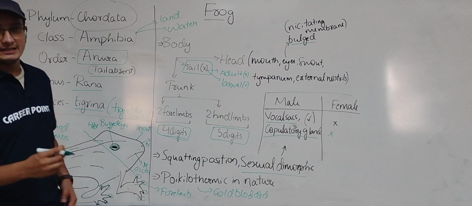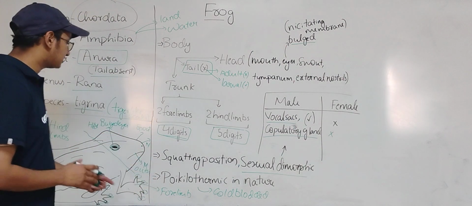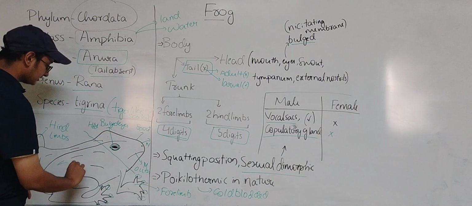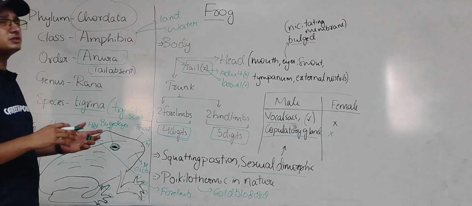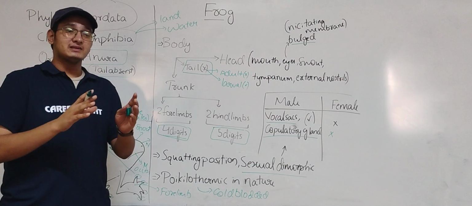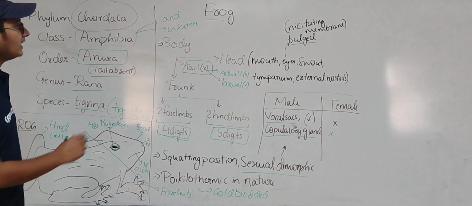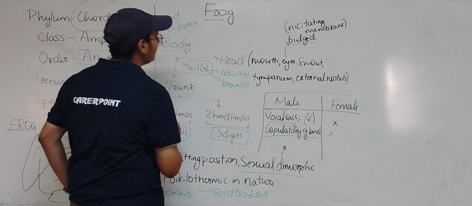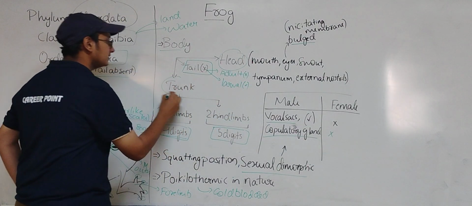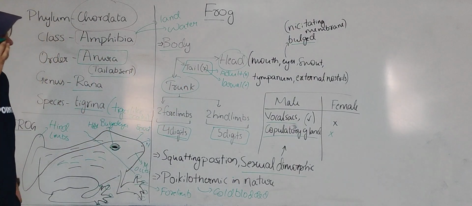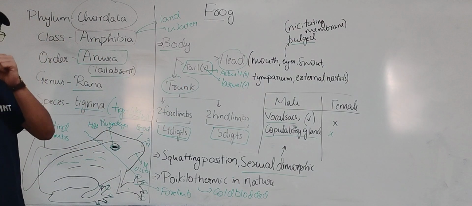So we call it tigrina because they have scale-like structures on their body, which look not exactly but similar to the tiger structure. And then we have the body. The body is mainly divided into head and trunk. The head has mouth, eyes, snout, tympanum and external nostrils.